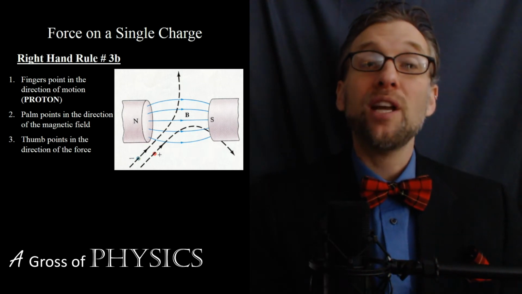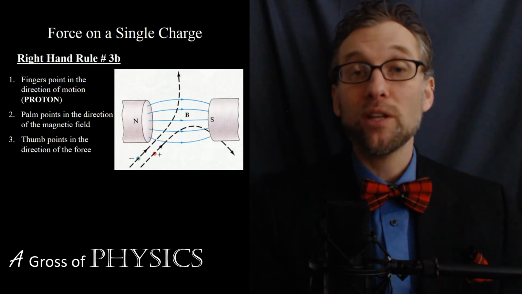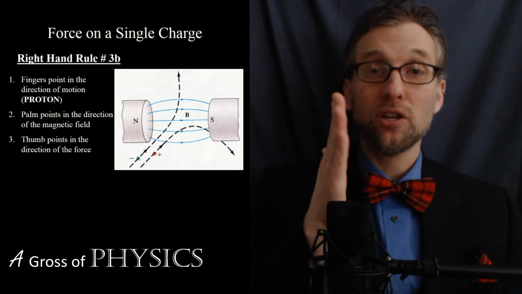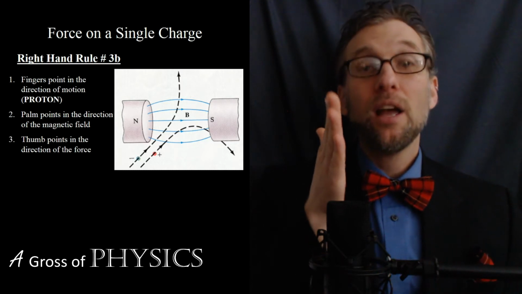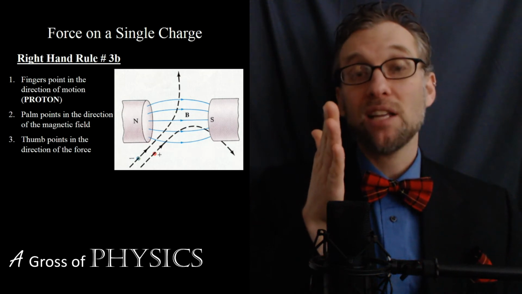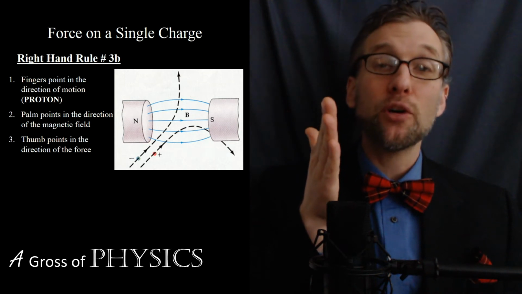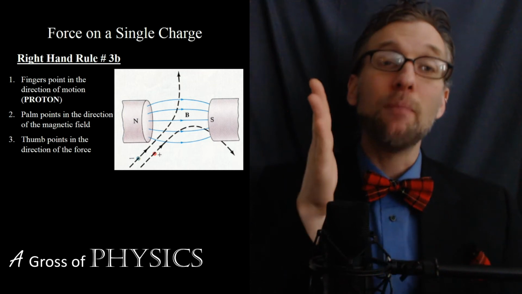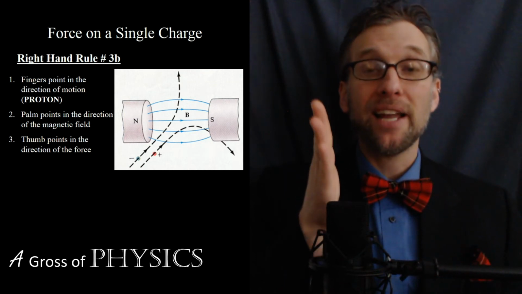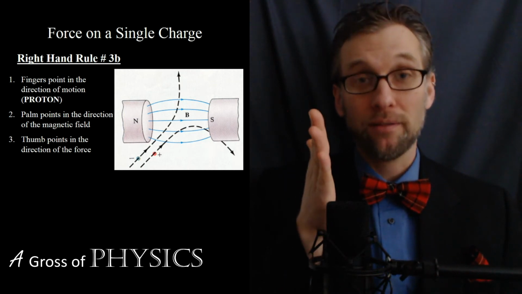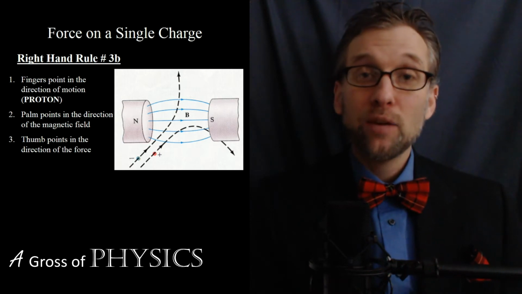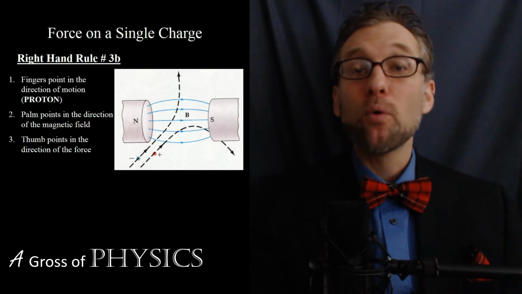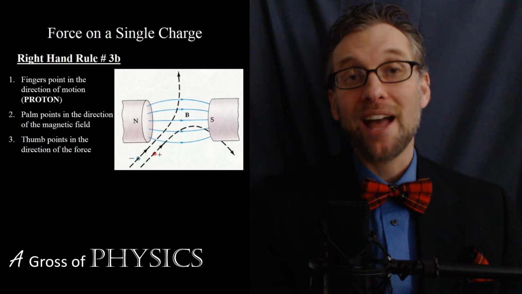Finally, right hand rule 3 was either for a wire or a single point source. Your fingers were the direction of the charged particle. If it's right hand, it's proton. If it's left hand, it's electron. Your thumb is the direction of the force, and your palm represents the direction of the magnetic field pointing to the south. That's it for right hand rules. I think we'll take the whiteboard out, and I'll show you some sample problems now.